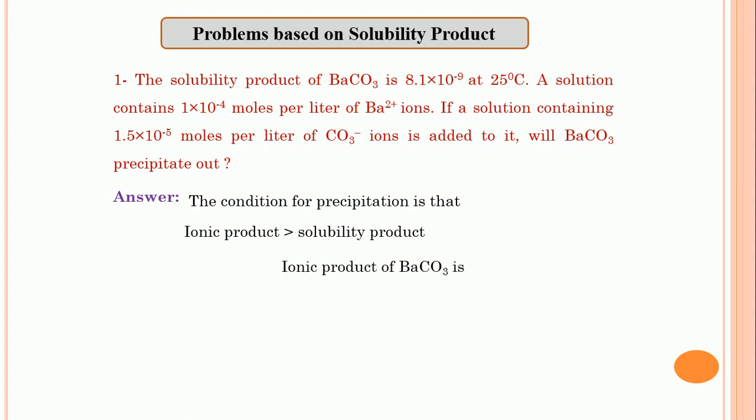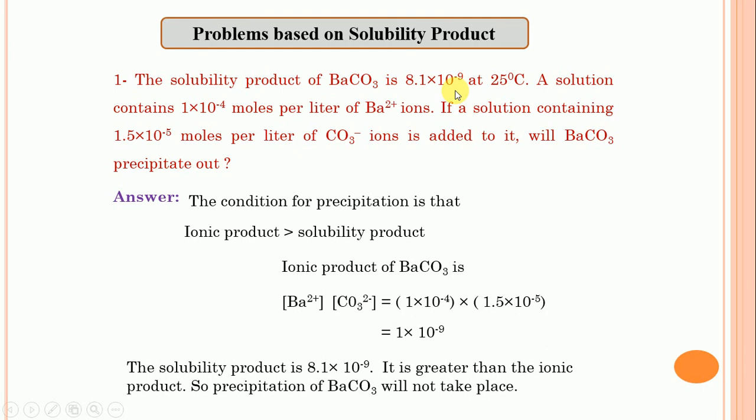So see, [Ba2+][CO3 2-] is equal to 1 into 10 raised to minus 4 into 1.5 into 10 raised to minus 5. See, this concentration is already there, 1 into 10 raised to minus 4, and this concentration is added, this carbonate ion is added externally. So therefore the ionic product means the product of the concentrations of these ions. Then what is the answer? 1.5 into 10 raised to minus 9. So this is the calculated ionic product, and see, the solubility product.